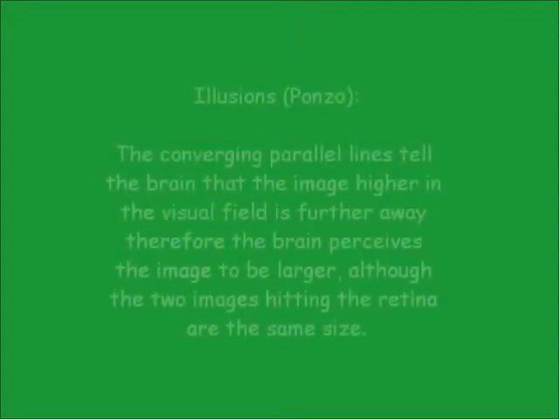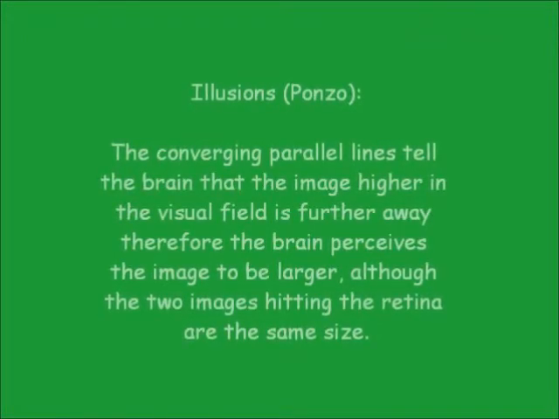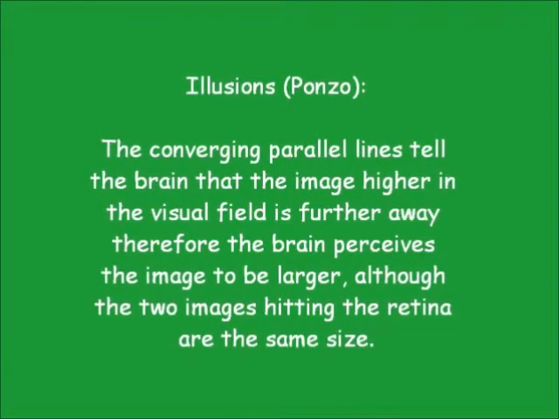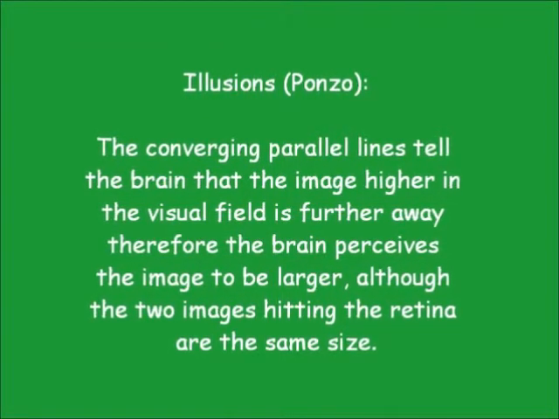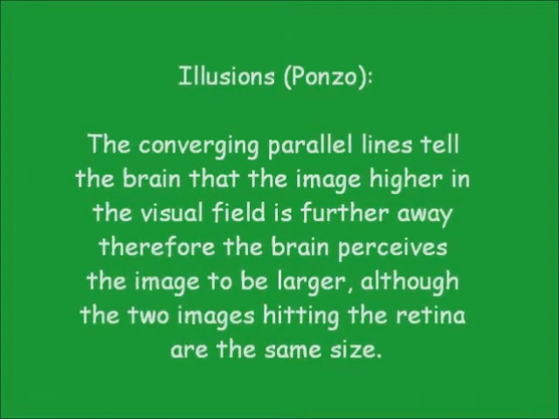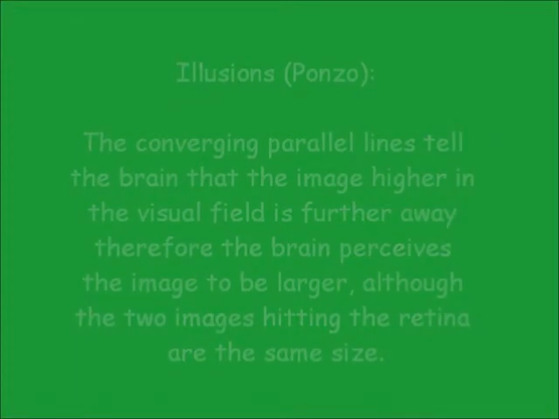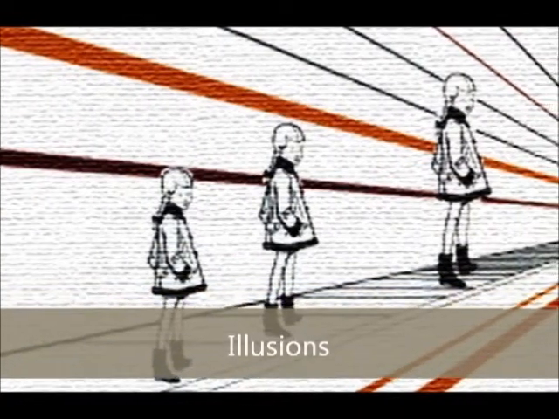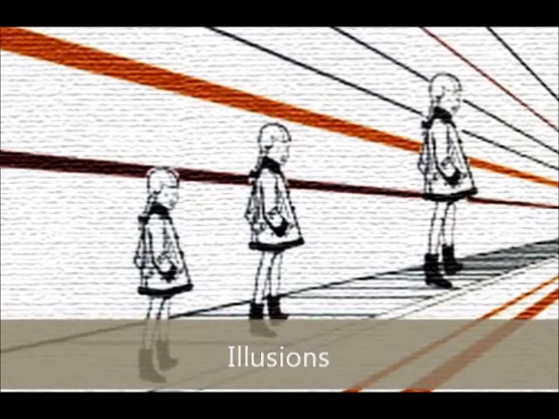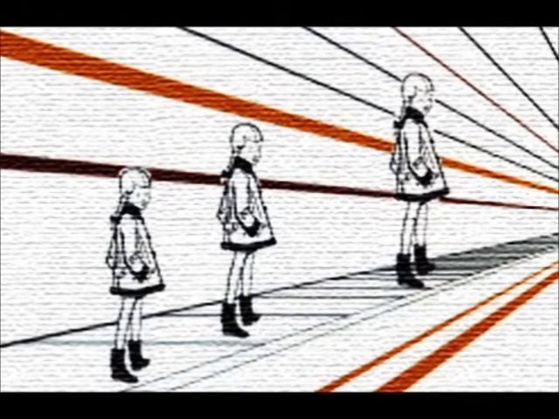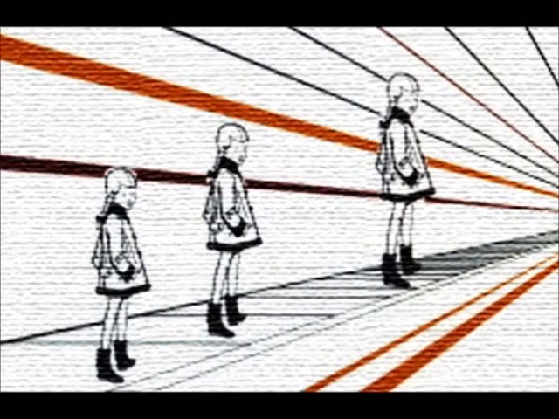Ponzo's illusion. The converging parallel lines tell the brain that the image higher in the visual field is further away, therefore the brain perceives the image to be larger, although the two images hitting the retina are the same size. So in this picture there are three girls, but the converging parallel lines of the ceiling tell us that the girl all the way to the right is larger because she's further away than the girl all the way to the left. But actually all three girls are the same size.